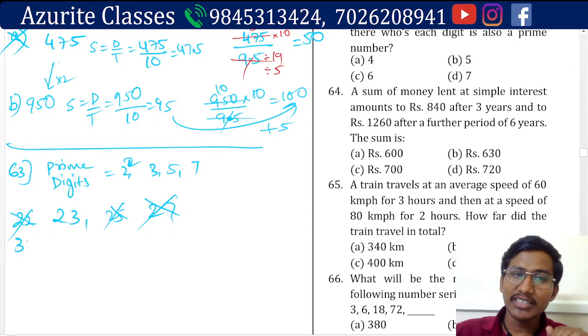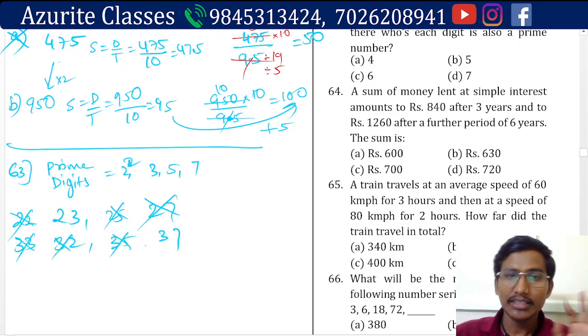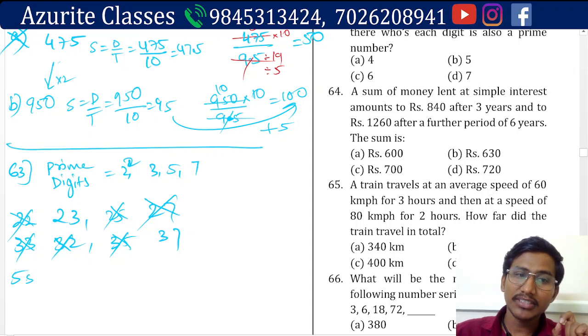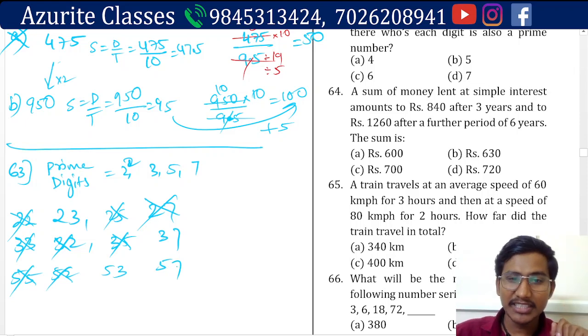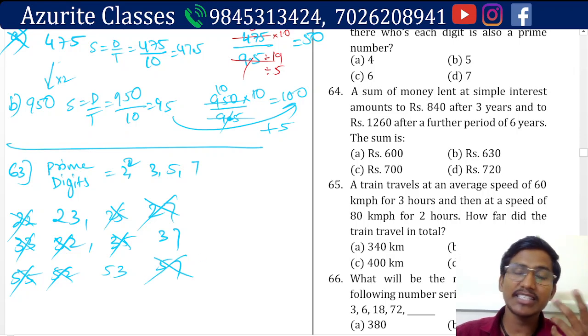Then with 3, we make 33, 32, 35 and 37. Which are prime here? You can check. 33 is not, 32 is not, 35 is not, 37 only. Now with 5: 55, 52, 53, 57. 55 is not, 52 is not. Is 53 a prime number? Yes, 53 is prime. 57 is not, 19 threes are 57.